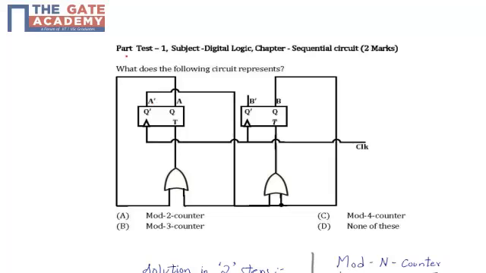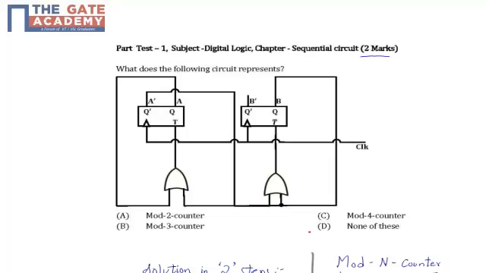Hello students, the following question is from part test 1, subject digital logic, chapter sequential circuit. The question is asked for 2 marks. In the question we are given a circuit and we are required to find whether this circuit represents a mod 2 counter, mod 3 counter, mod 4 counter, or none of these.